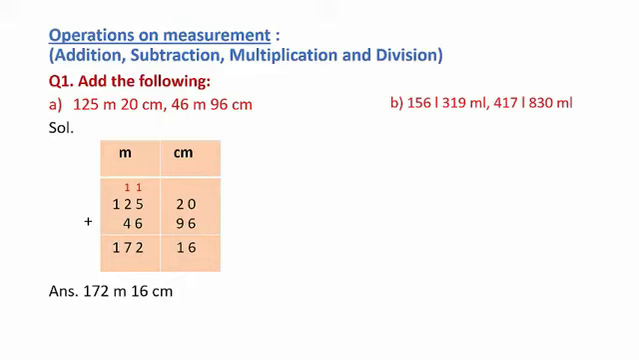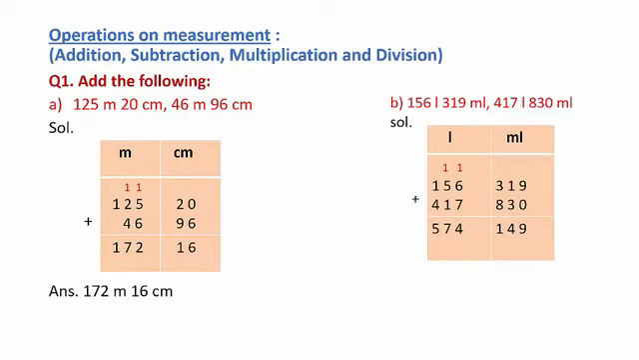Next question, 156 liter 319 milliliter, added with 417 liter 830 milliliter. Again we will divide liter and milliliter into two columns and then we will be adding. Adding first milliliters, that is 319 plus 830. So 9 plus 0 is 9, 1 plus 3 is 4 and 3 plus 8 is 11.